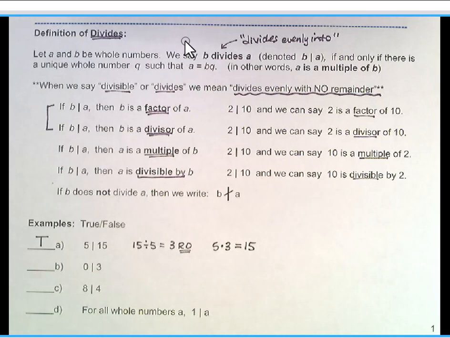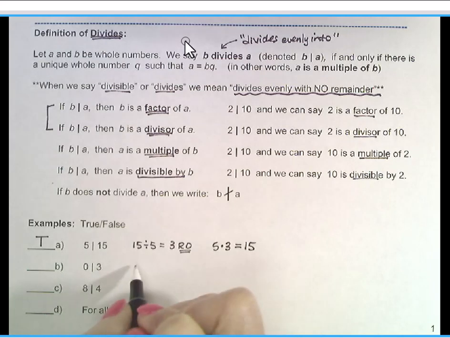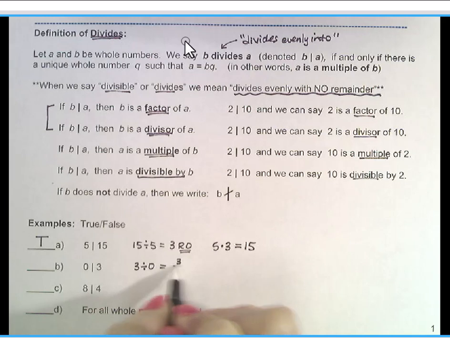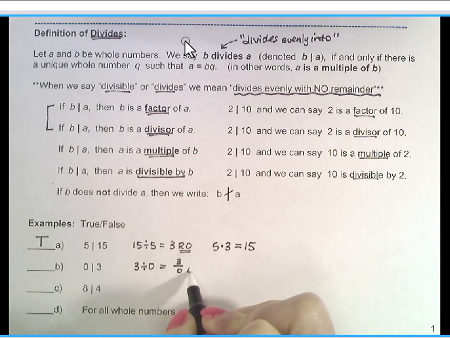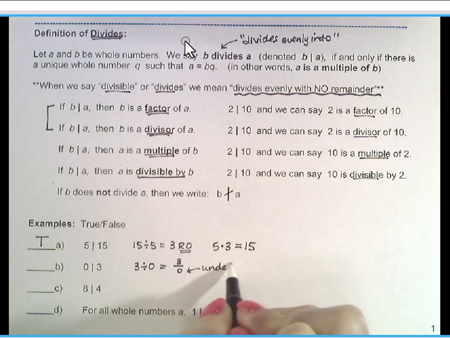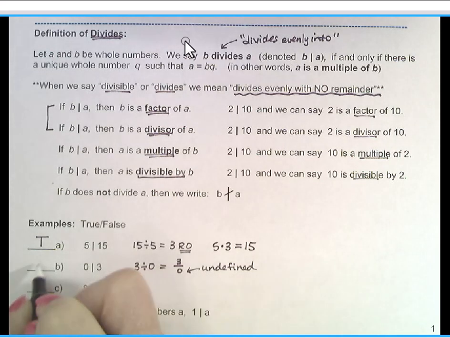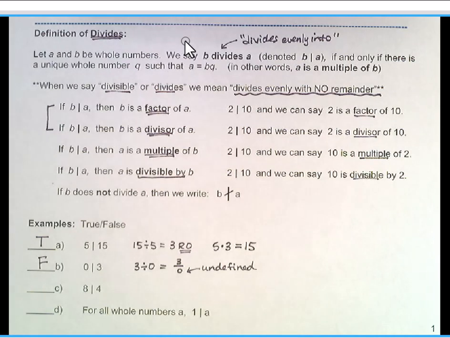How about 0 divides 3? Does 0 divide into 3? So 3 divided by 0, we would write that 3 over 0. We learned in a previous video that's undefined. So does 0 divide into any number? No, that would be false.